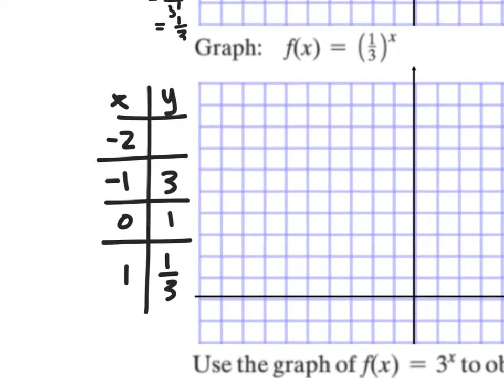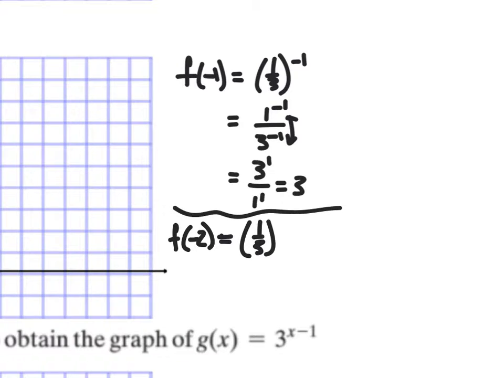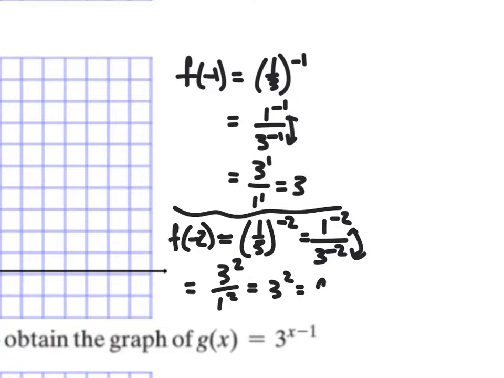If I plug in -2, let's go ahead and do that. F of -2, we're going to get something similar. I'm going to take 1/3 and raise that to the -2 power. That's going to give me 1 to the -2 over 3 to the -2. Go ahead and flip your fraction and make those exponents positive, and we're going to get 3 squared over 1 squared, which is really just 3 squared, which is 9.